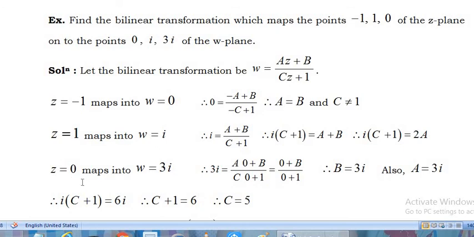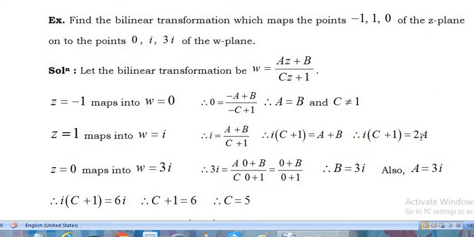z equal to 0 maps into w equal to 3i. Therefore 3i equal to (a into 0 plus b) upon (c into 0 plus 1), that is 0 plus b upon 1. Therefore b equal to 3i. Also a will be equal to 3i. Still we do not know the exact a, b.